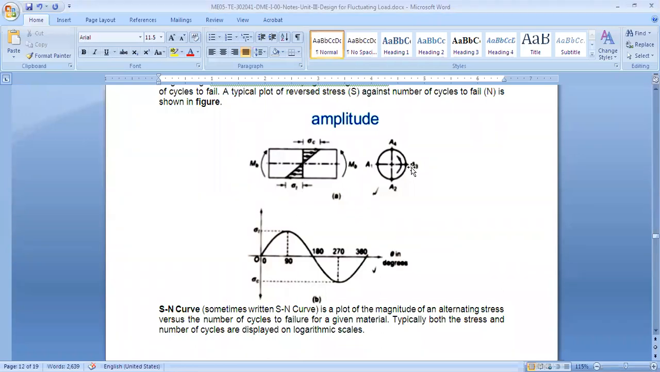Now see, in this shaft, 4 points are there: A1, A2, A3, A4. I am giving you an example now. This A1 and A3 is on the neutral axis right now. Are you getting it? So now I'm just repeating again.